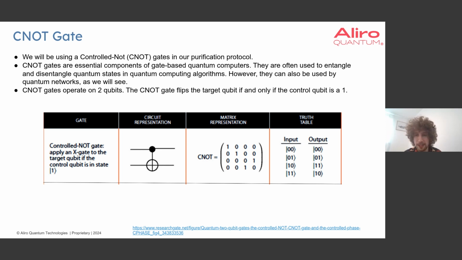CNOT gates operate on two qubits. The CNOT gate flips the target qubit if and only if the control qubit is a 1. The graphic below shows a few different representations of CNOT gates. It's important to note that when it comes to optical components, so that is using photonic qubits and photonic systems, our CNOT gate will be probabilistic.